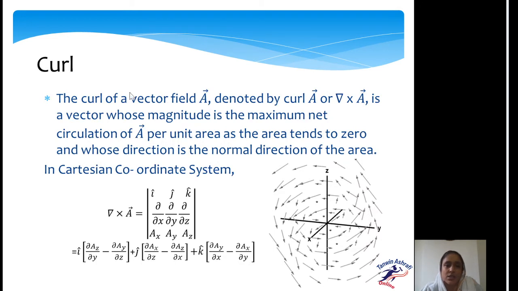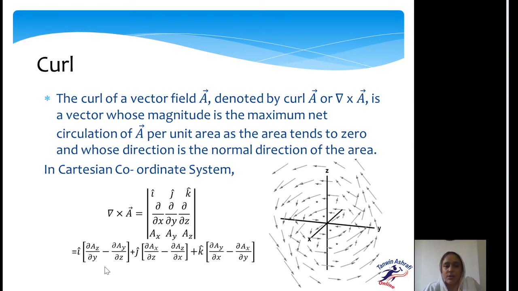Curl. Curl of a vector field A, denoted by curl, del cross A, is a vector whose magnitude is the maximum net circulation of A per unit area. If a vector is curling around a single axis and you want to find how much the vector has curled around in a circle, then you have to take del cross A. Its path will be denoted by the tangential lines shown in the figure.